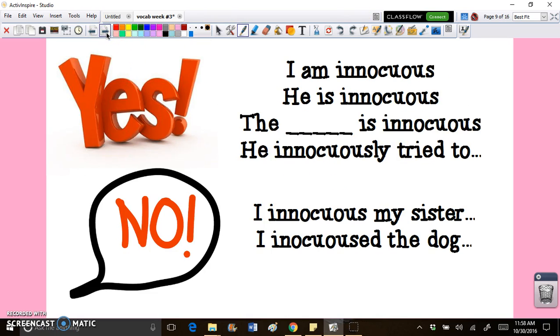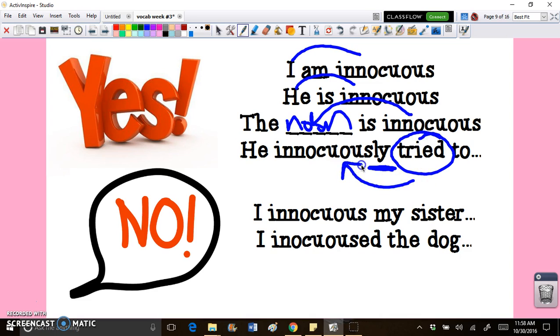So you can use it to describe yourself, to describe a person, to describe a thing. You can even use it as an adverb. "He innocuously tried to." So his actions are innocuous. He's trying to do something innocuously. But it is not a verb. You cannot say, "I innocuous my sister," or "I innocuous the dog." That would not make sense.